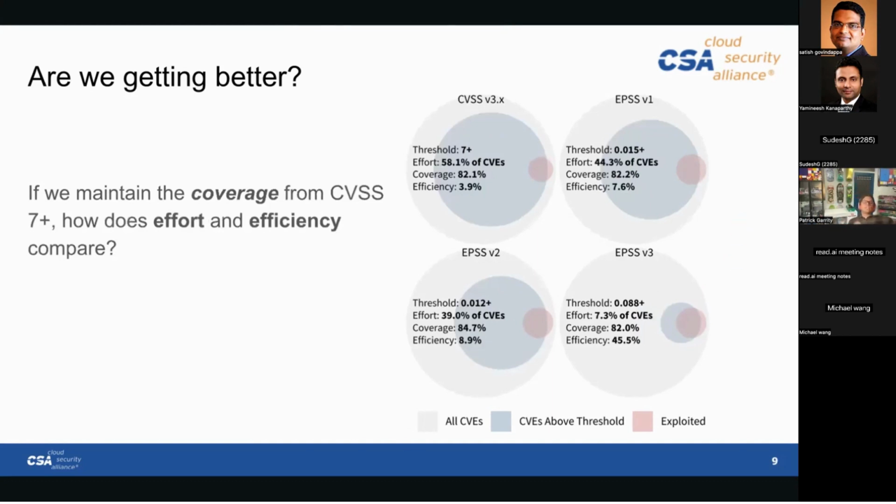This is CVSS version 7. So to show a coverage example, if you use 7 or above, you have to patch 58% of all CVEs. And then on the bottom right, you can see the efficiency is with EPSS, you can set a threshold of 8.8% probability, or 0.088, and you will be able to cover the same amount of exploitation with just 7.3% of the work effort of all the vulnerabilities. So it's a much, much more efficient way to get to similar results from a prioritization perspective.